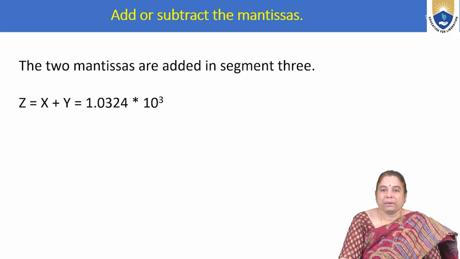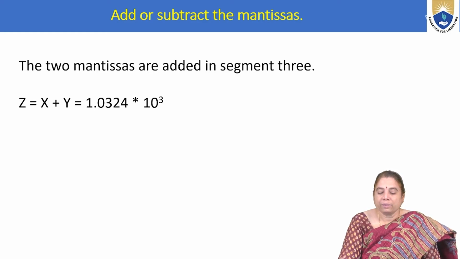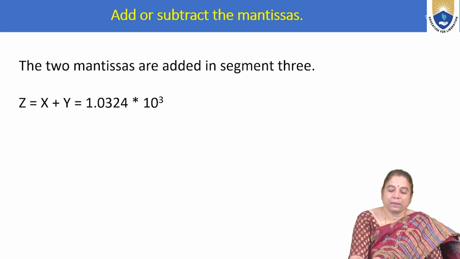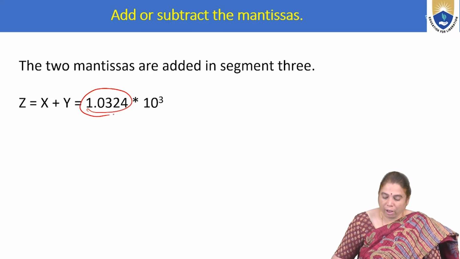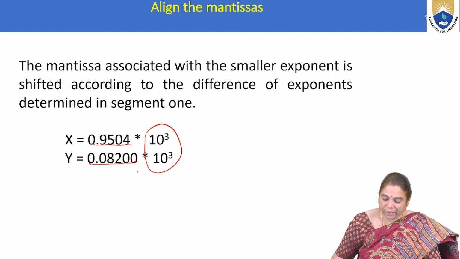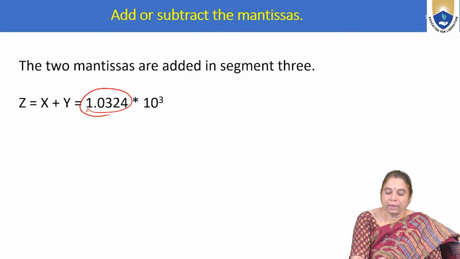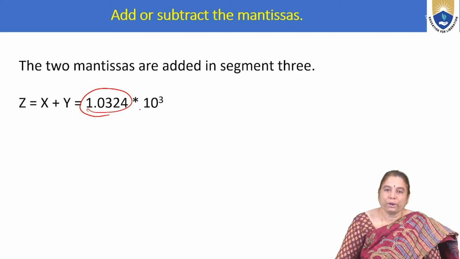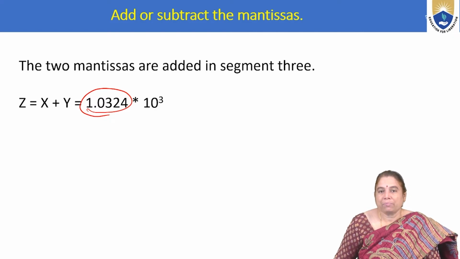And the third segment sub operation is where the two mantissas are added. Here for x plus y, the mantissa values 0.9504 and 0.08200 are added. The result is 1.0324 into 10 power 3. So this operation is implemented as the segment 3 sub operation of the pipeline.